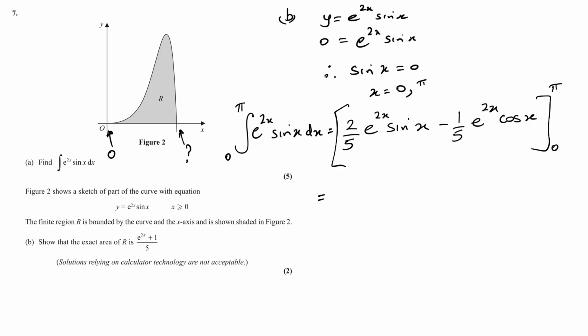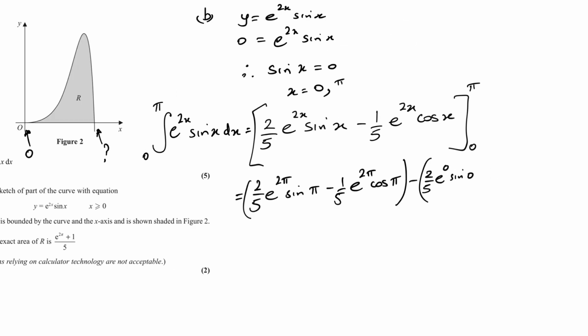So sorry about that. So it's just 2/5 e to the 2 pi sine pi minus 1/5 e to the 2 pi cos pi. And then we're going to take away the same thing but with 0 in it, which I will really try and squeeze in because I haven't left myself much room here. Yeah, no good, I had to move it across. Minus 1/5 e to the 0 cos of 0.